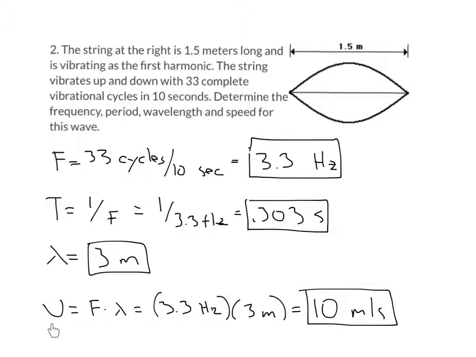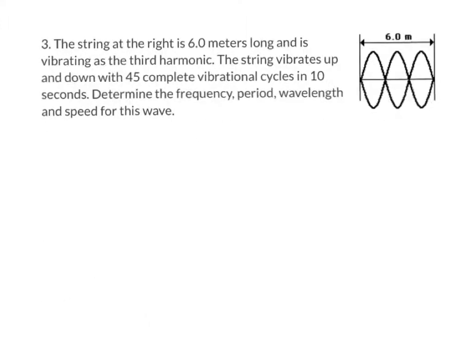And then our speed is frequency times wavelength. So the frequency, 3.3 hertz, times our wavelength of 3 meters, gives us a speed of 10 meters per second. So hopefully that makes sense. And I've got one more if you want to give it a try here. Very similar to the last question, but here we have this wave, 6 meters long, and it's asking us to find the frequency, period, wavelength, and speed. So go ahead and pause the video, give it a crack, and we'll check the answer here.